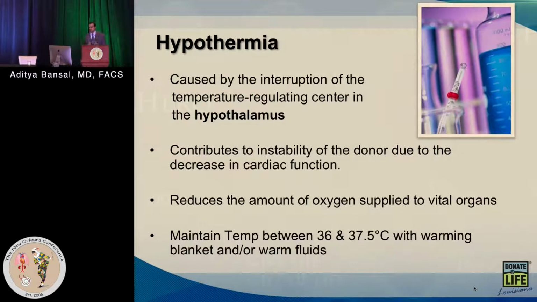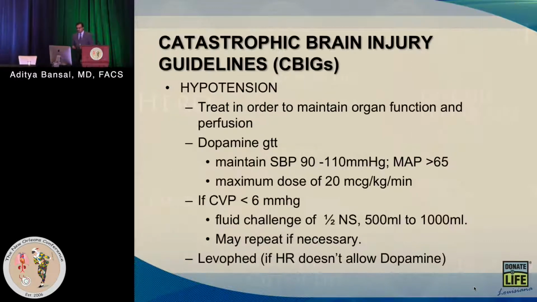Hypothermia, by interruption of the temperature regulation centers of the hypothalamus, contributes to instability due to decrease in cardiac function. It reduces the amount of oxygen supplied to the vital organs, as you all can understand. So the most important thing is to maintain normothermic temperatures. Bear huggers are sometimes used in these patients, and warming blankets. You may have to use warm fluids. Treat hypotension to maintain organ perfusion. You may have to use inotropes, and you may have to use vasopressors. If the CVP is too low, then fluid challenges are very commonly used.